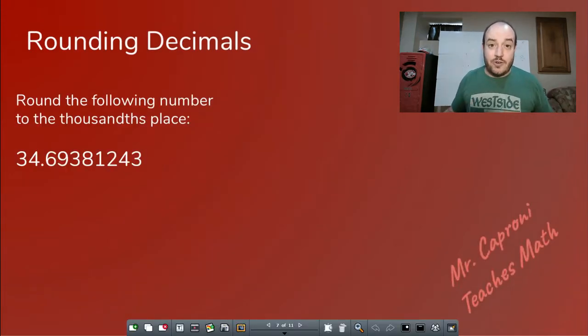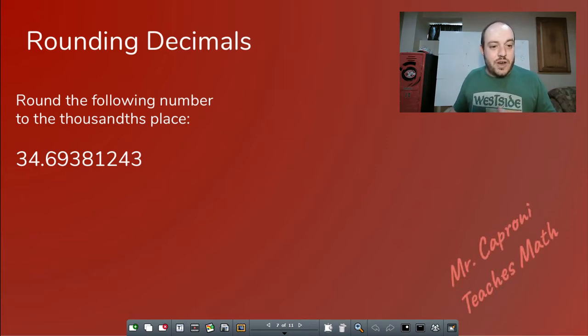Next, we're going to look at rounding decimals. Now, this is where knowing your place values is really going to come in handy. This first question says, round the following number to the nearest thousandths place. So the first thing you need to know how to do is know where the thousandths place is, all right? So if we look through this, we got 34.69381243. I know, a lot of numbers, a lot of them not needed.